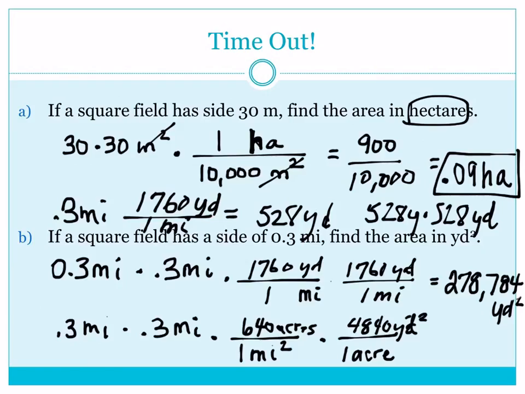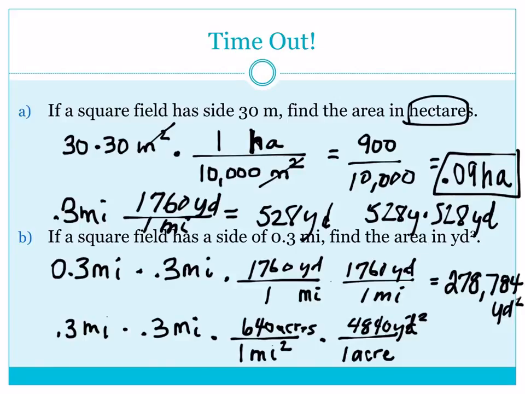All right, so we did a couple of these examples. We have a square field. It has a side of 30 meters, and we did this problem in one of a couple of ways. One way is to find the measurement of the field in square meters first, and then turn it into hectares. So we took 30 meters times 30 meters, that's 30 meters squared, and then we did the conversion from meters squared into hectares. 1 hectare is 10,000 meters squared. We end up getting 0.09 hectare.